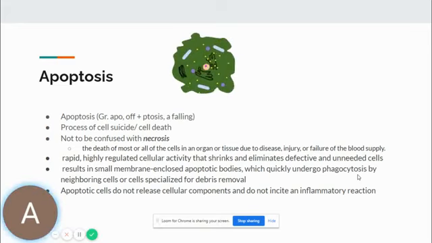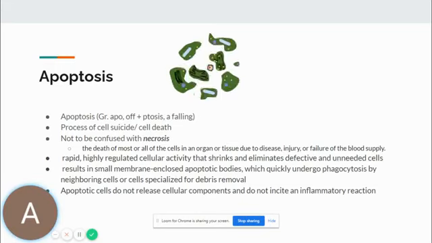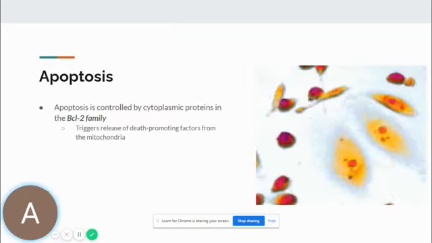So this results in a small membrane-enclosed apoptotic body, which quickly undergoes phagocytosis by neighboring cells or cells specialized for debris removal. So apoptotic cells do not release cellular components. Remember, they result in small membrane-enclosed apoptotic bodies, so their cellular components are not released into the extracellular environment. They do not release their organelles and other broken down tissues into the extracellular environment, and thus they do not incite an inflammatory reaction. They are still enclosed in their cell membranes when they die.